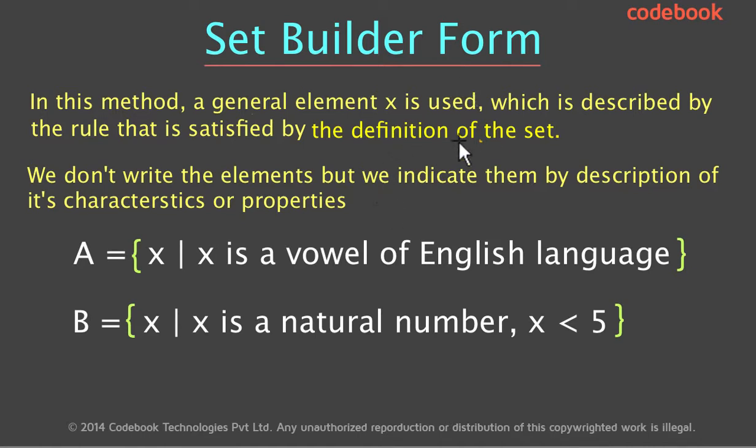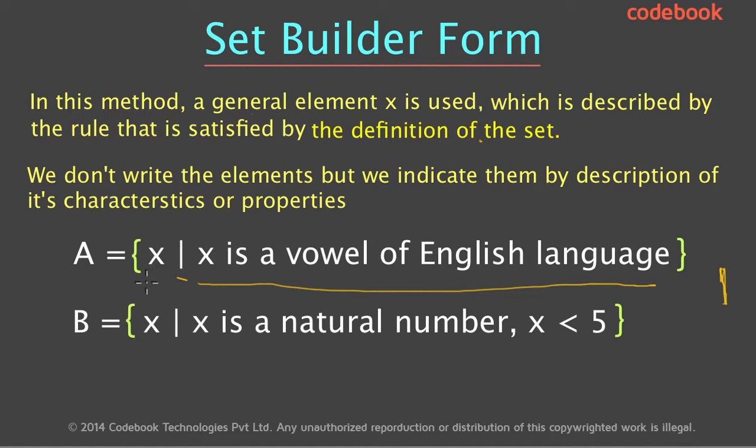So let's look at it. The same set that you have seen before, which is A equal to a, e, i, o, u in roster form, is defined in the set builder form as follows. Capital A is equal to curly brace x such that, so this symbol is called the pipe symbol or also called as such that. So x such that x is a vowel of English language. So as you observe here, you are describing the characteristics of that element of the set. So this is set builder representation.